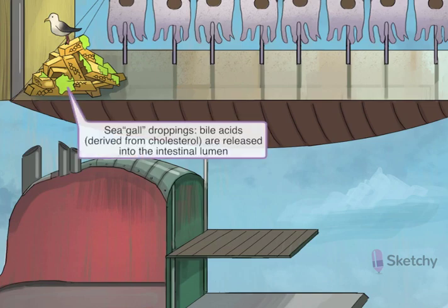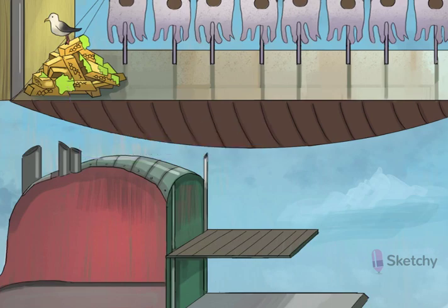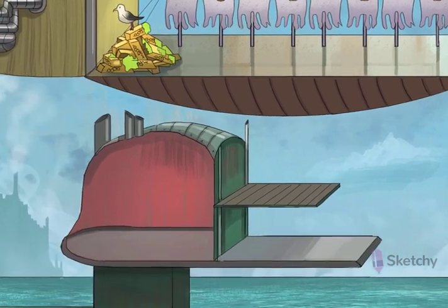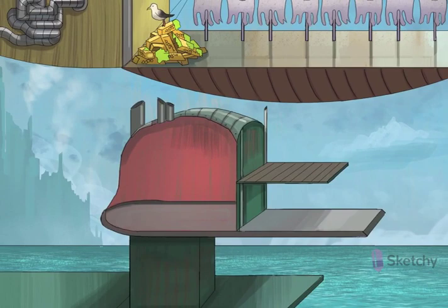A seagull is a recurring sketchy symbol for gallbladder, or in this case, the emulsifying agent stored and released by the gallbladder, bile. Notice the bile green droppings covering the cholesterol ingots. You see, bile acids are derived from cholesterol, with just a few modifications to make them more polar so that they can emulsify fats in the GI tract.